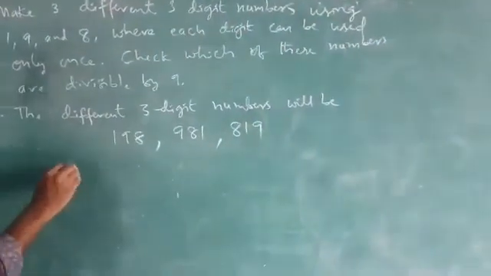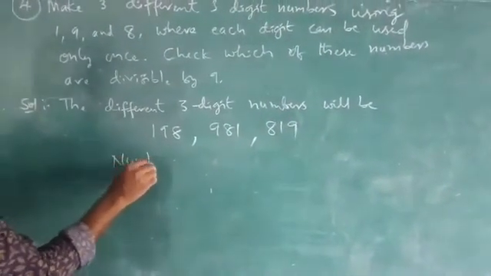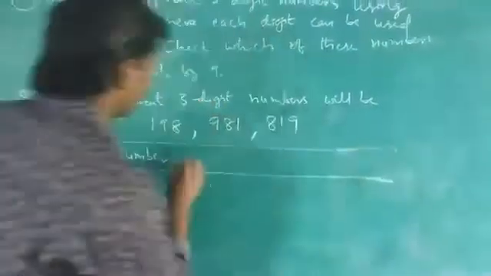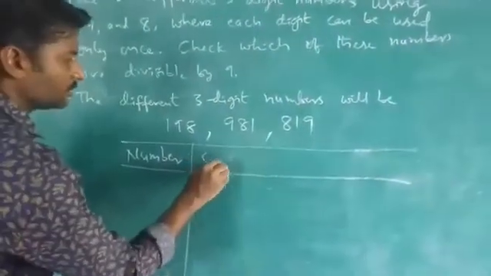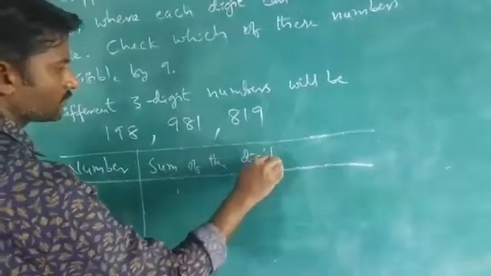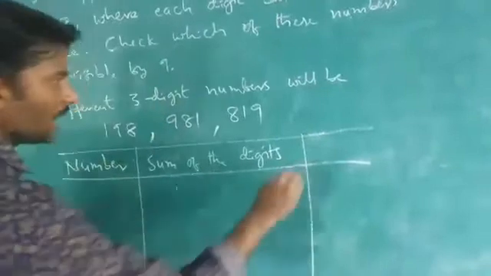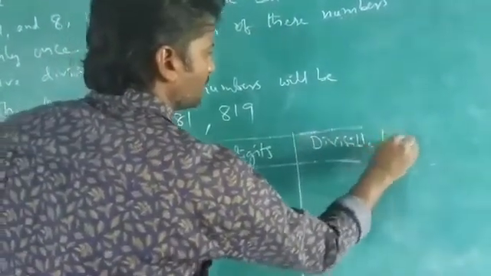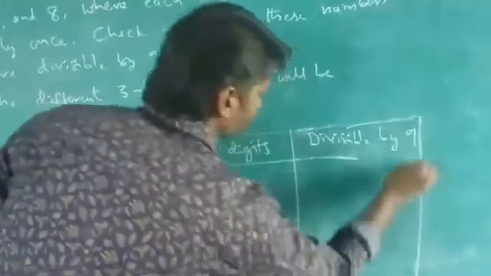Shall we take the table like the previous problem we did? Now the number is directly given as 9, so I will write directly here 9. What is the divisibility rule here? Sum of the digits in the number. And here, divisible by 9. Previously 3 was given, now only one number.